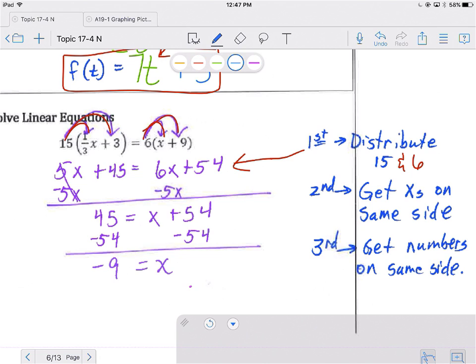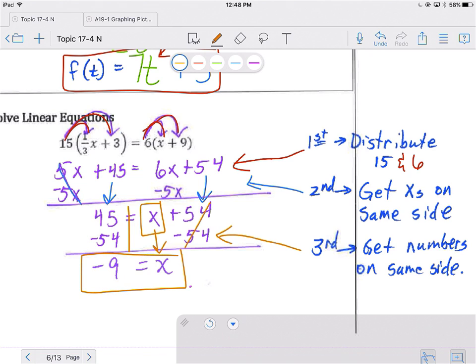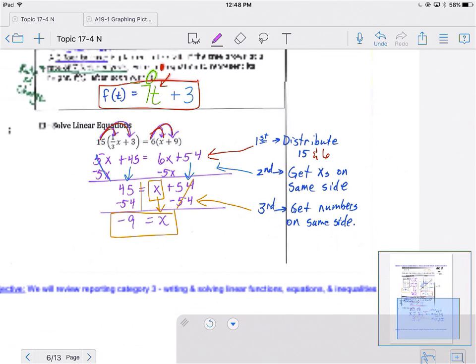The next thing we do is get our x's on the same side. It does not matter which side. So they've subtracted 5x. 6x minus 5x is 1x. And they bring everything else down exactly like they see it. Then they get their numbers on the same side, which is the different side from x. So we subtract 54. Whatever we do to one side, we have to do to the other. Bring your x down because you haven't done anything with it. And 45 minus 54 is a -9. And I have x by myself, so I get to stop there.